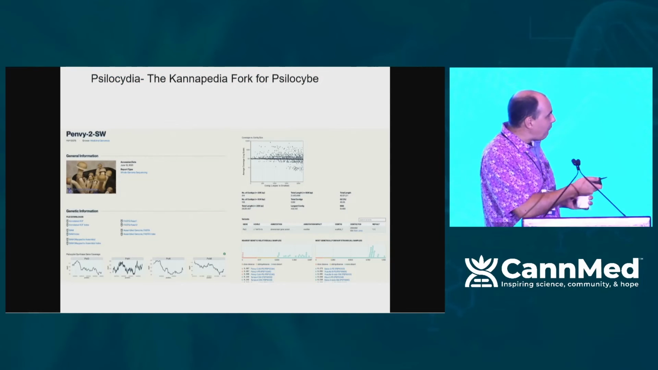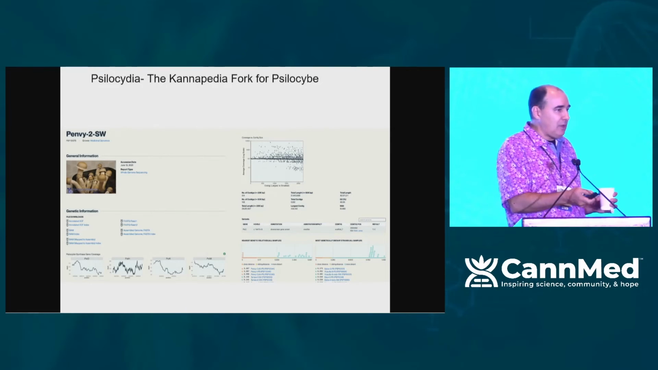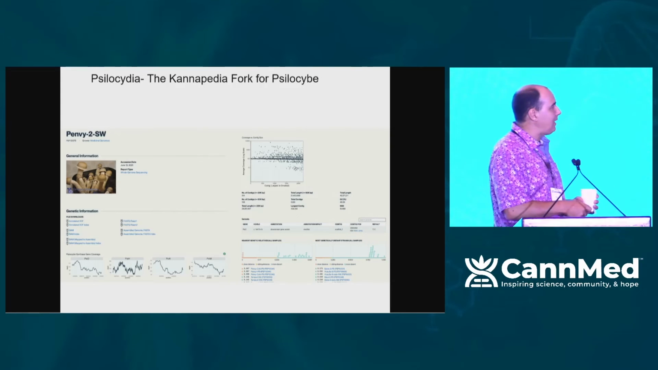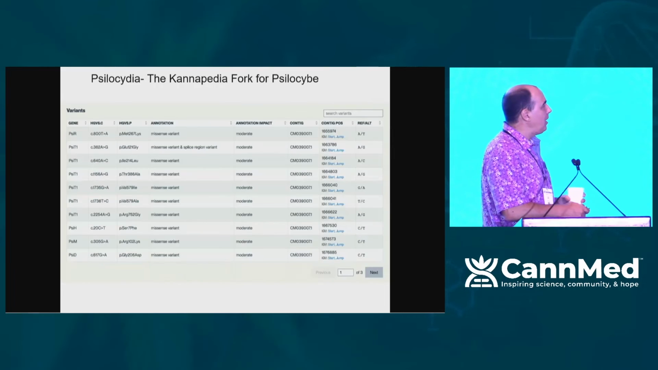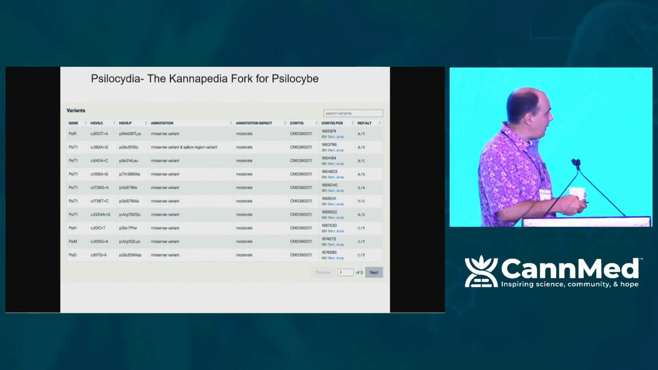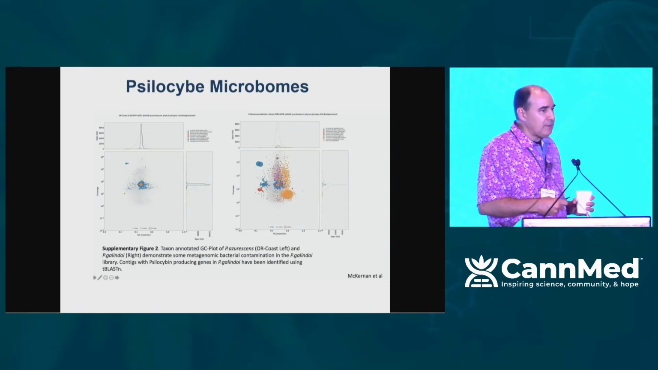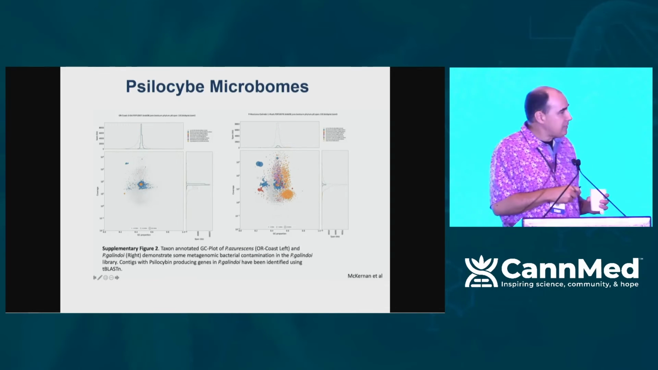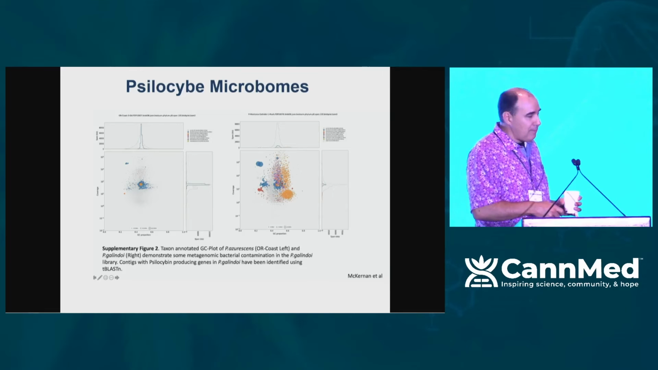So we have a Cannapedia fork of this now that does the same thing. It looks at coverage maps over the key genes that are in the pathway. It tells you how related you are to everything else. But more importantly, you can dig into each variant and pull up an IGV as well. But more importantly, it also digs into the microbiome. And I want to share a story with you this last minute about why this became very important to us.